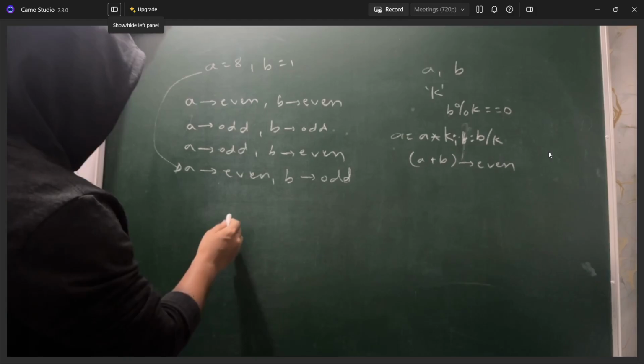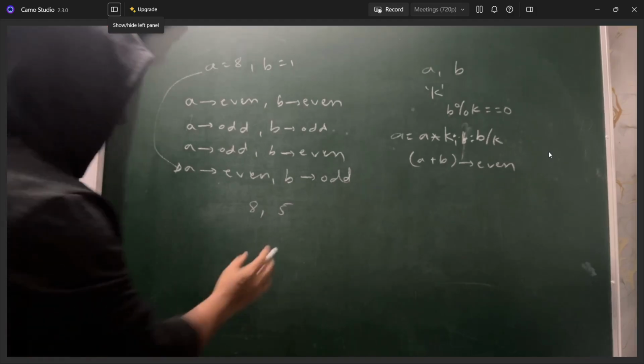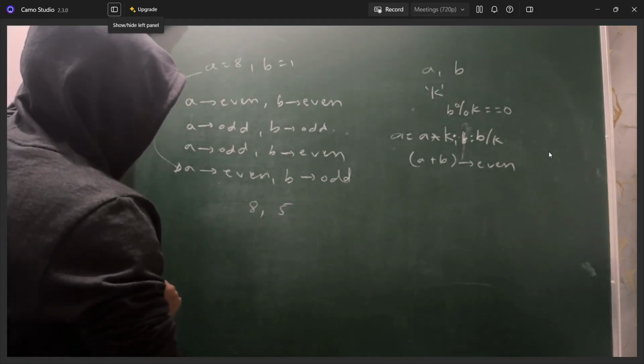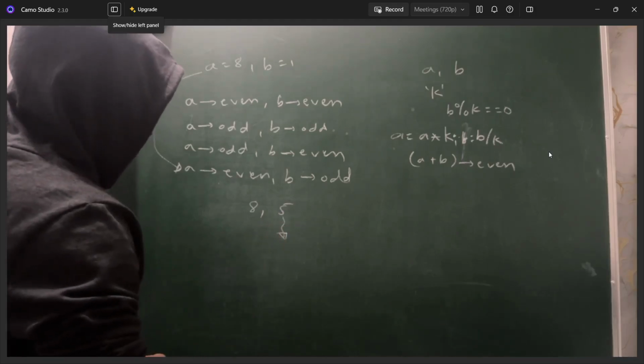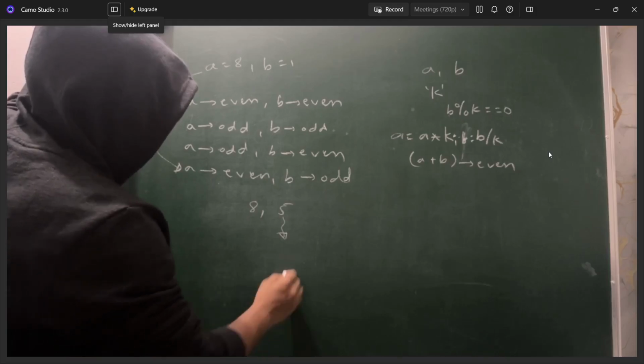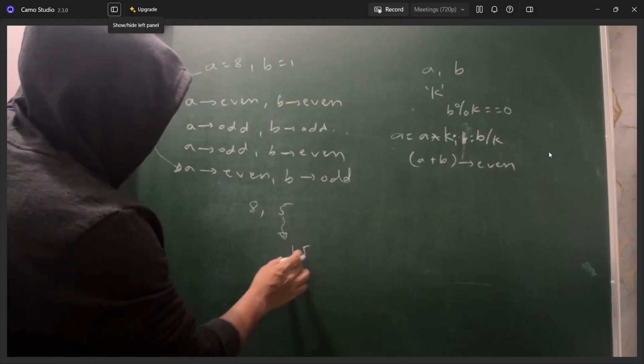Okay, so 8 we have. What if you had b as 5? This is again an odd number. So now you take the prime factors of 5. 5 is divisible by 1 and 5 itself.